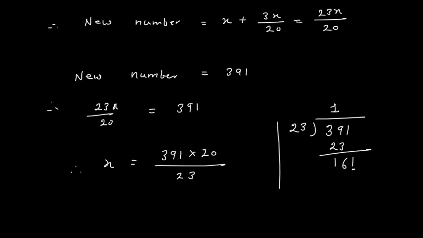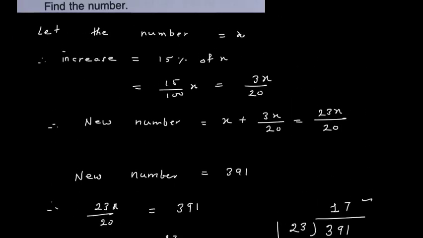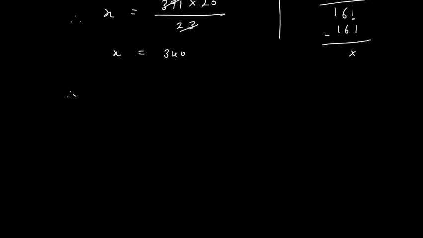Otherwise you have to see by what number. So if I try 7, 7 threes are 21, I get 1, then 2 is carry, and 7 twos are 14, 14 plus 2 is 16. So your result is 161 and this is cancelled. So 17 you are getting as the answer. When 23 cancels, here we get 17. Now 17 multiplied by 20 is 340. So finally the number is 340. When 340 is increased by 15%, I will get 391.